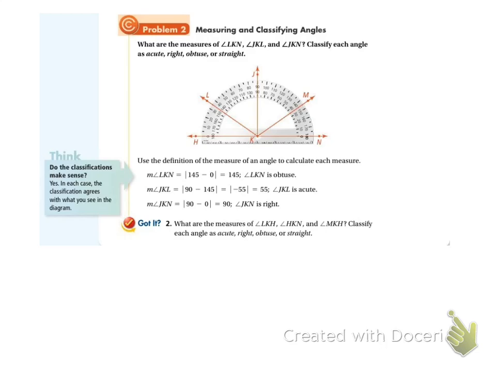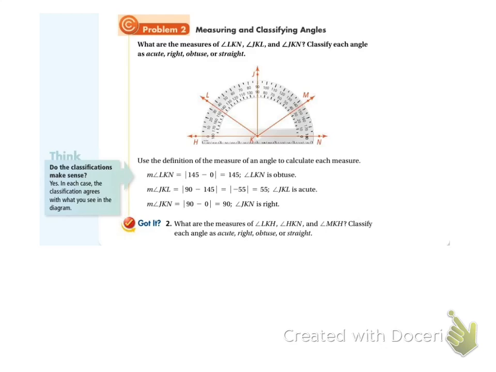Okay, measuring our angles, we're going to use absolute values again, just like how we measure segment lengths. And we'll need to see where these points are at. So if we look at LKN, that's that angle. L is over at 145. If you look here, that's crossing at 145. And our N is at 0. I'm looking at the inside numbers for this one. So the absolute value of 145 minus 0 equals 145. And that is an obtuse angle.